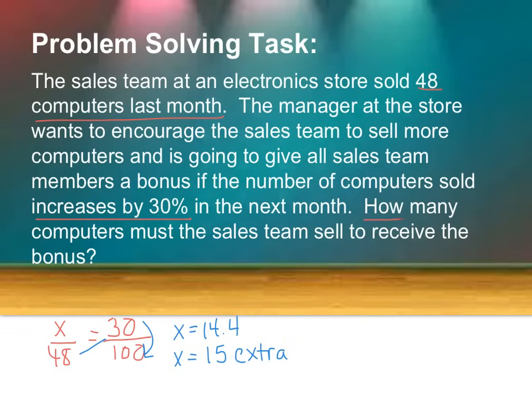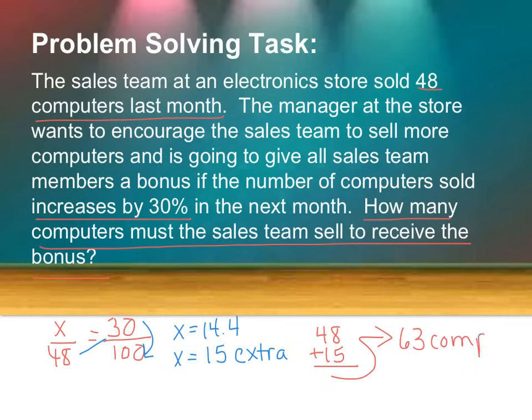It says, how many computers must the sales team sell to receive the bonus? If they only sell 15, they won't have increased. Let's use a little bit of number sense. They sold 48 last month. We have to sell 15 more. Let me put my answer up here. So it appears that the sales team is going to have to sell 63 computers.